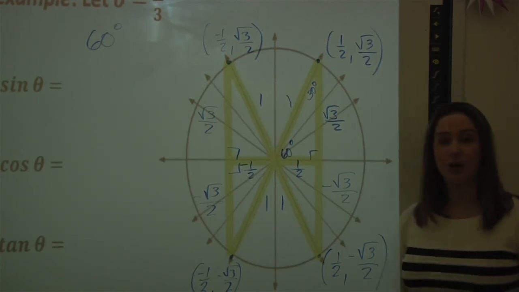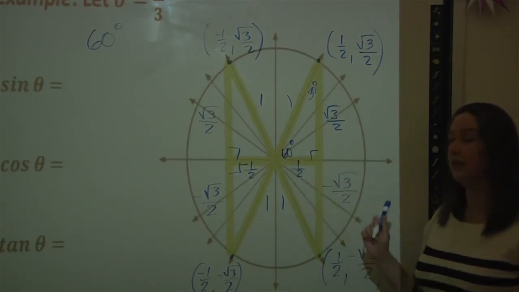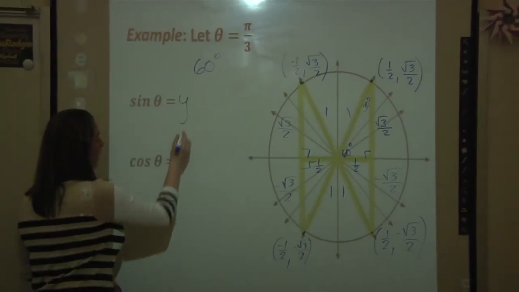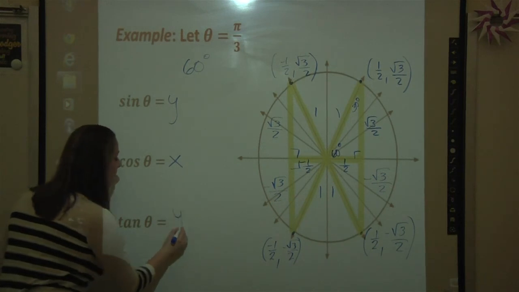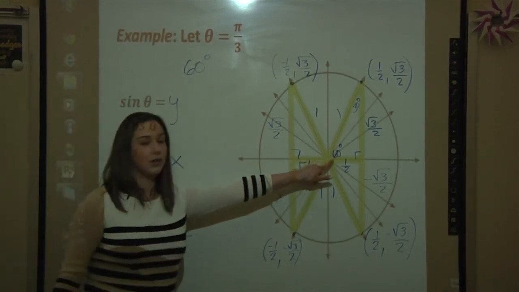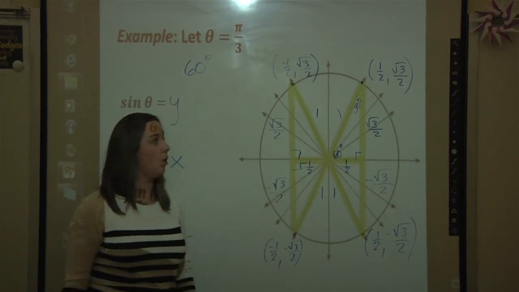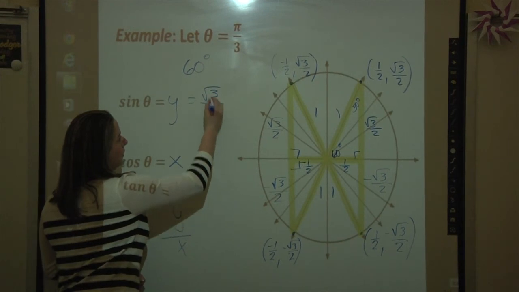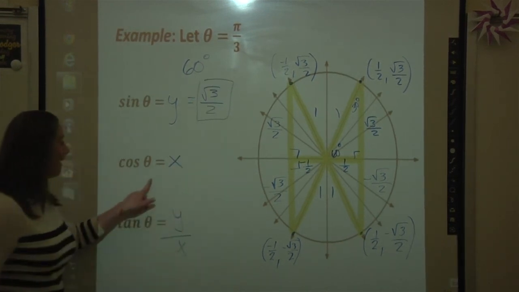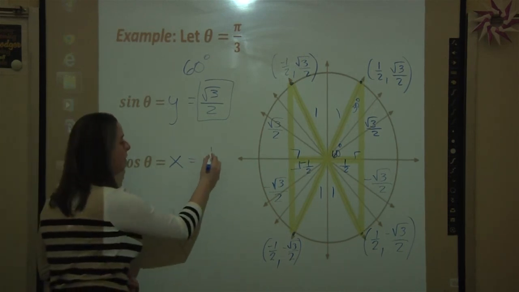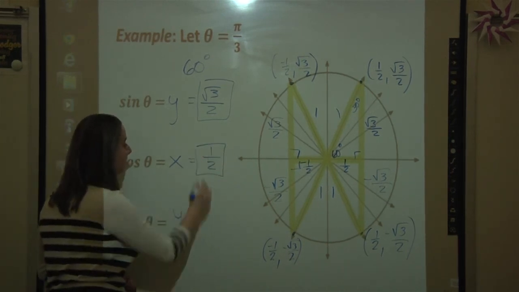Let's think about sine, cosine, and tangent now for 60 degrees. Sine is our y value, cosine is our x value, and tangent is y over x. So our y value for our 60 degrees in quadrant 1 is going to be radical 3 over 2. Our cosine of pi over 3 is our x value, which is going to be a half.